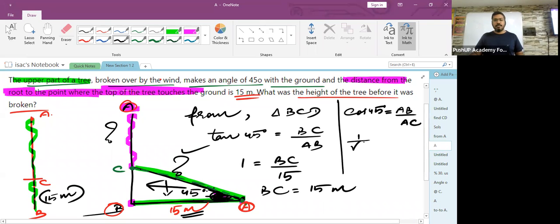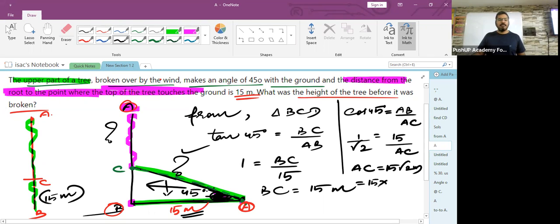How much is cos 45? 1 by root 2 is equal to AB, how much, divided by AC, how much? We have to find AC. AC is equal to how much? 15 into root 2. Very good. Cross multiply.